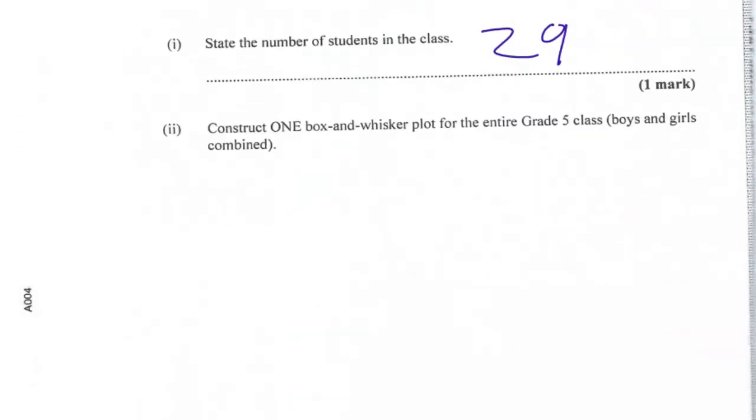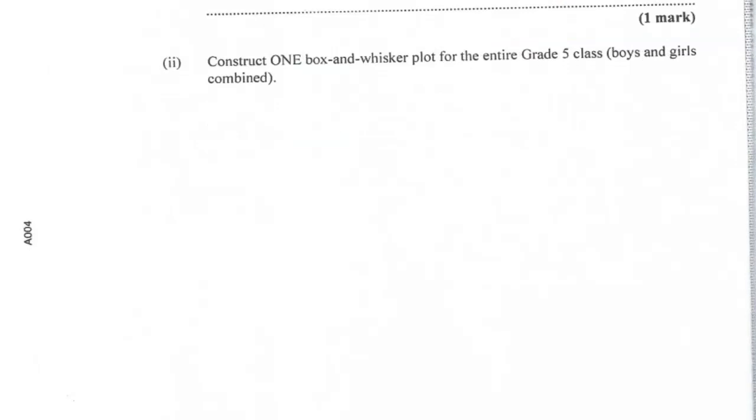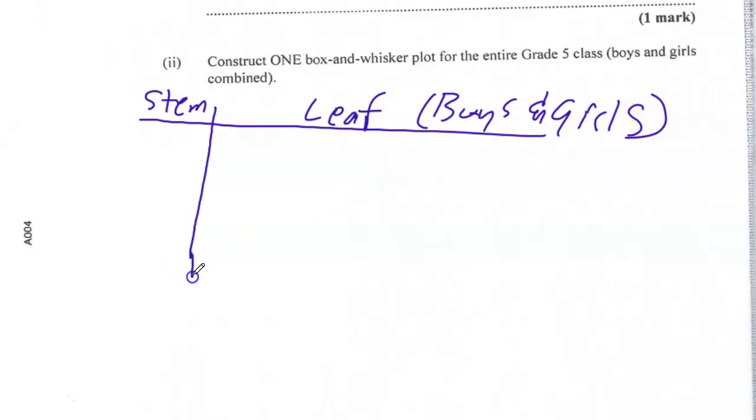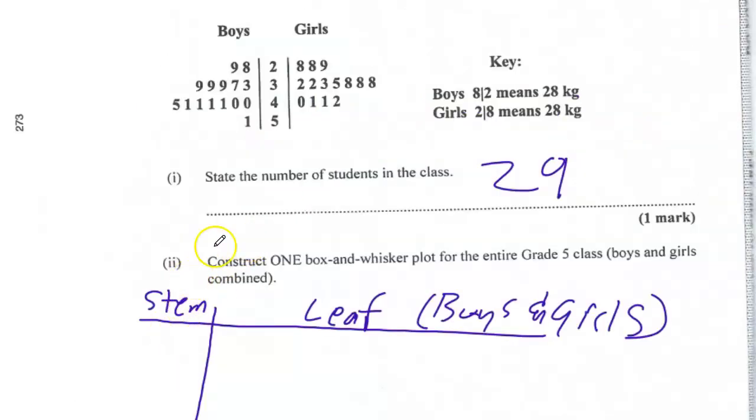Construct a box and whisker plot for the entire grade 5 class, boys and girls combined. Alright, so let's do this. We have the stem, and in the leaf section we'll have boys and girls combined. If we look at the data, the stem 2, and then 8, 8, and then another 8, and 2 9s, right?